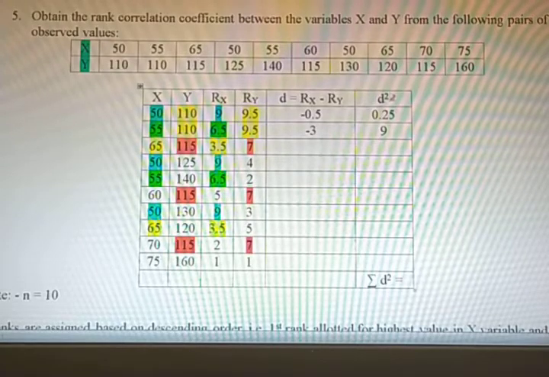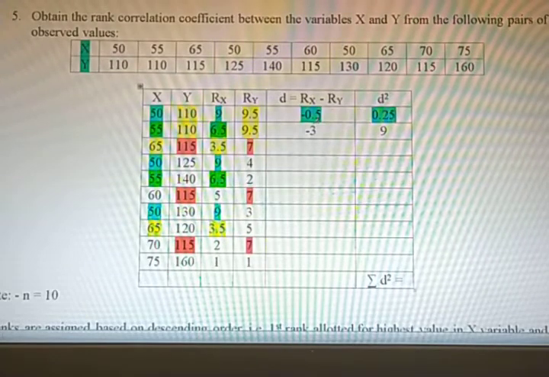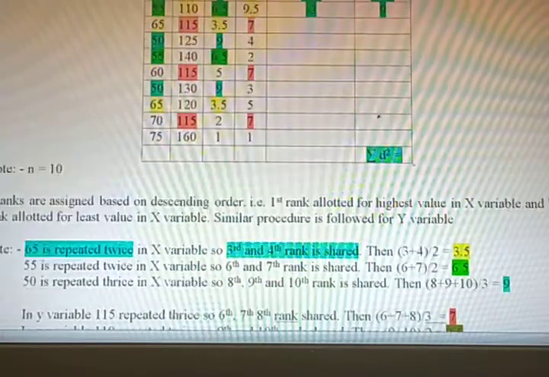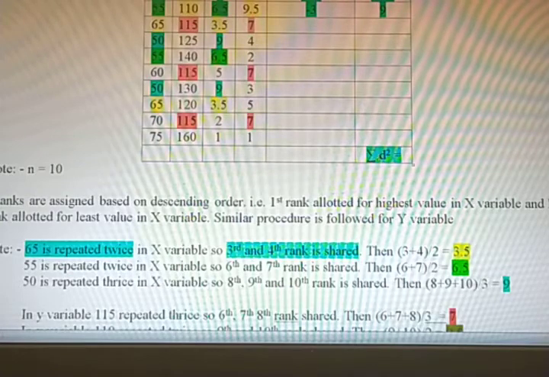The next column is D square. Square each of these values to get D square. 0.5 into 0.5 gives 0.25. 3 into 3 is 9, and minus 3 into minus 3 is obviously plus 9. Similarly you get all the values of D square. Once you have them, just add all the values of D square to get summation D square. This is just adding up, and don't square the values again. You have already squared them; after squaring, you add all the values to get the total.